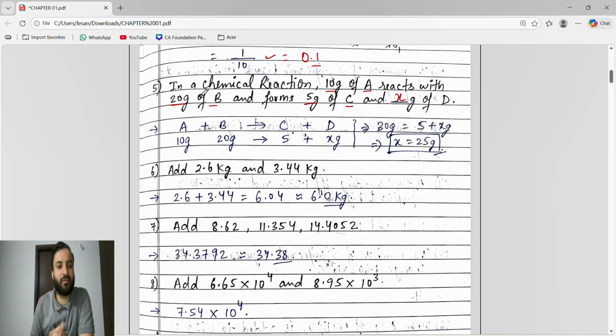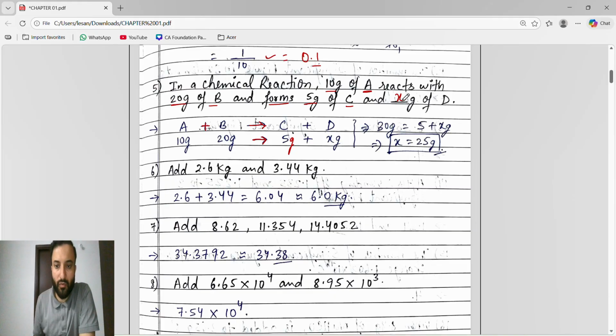So guys, see, we will write the chemical reaction, and the chemical reaction should be balanced. Here they said 10 gram of A reacts with, plus, 20 gram of B, and forms means it gives 5 gram of C and X gram of D. So A plus B react and give C plus D.